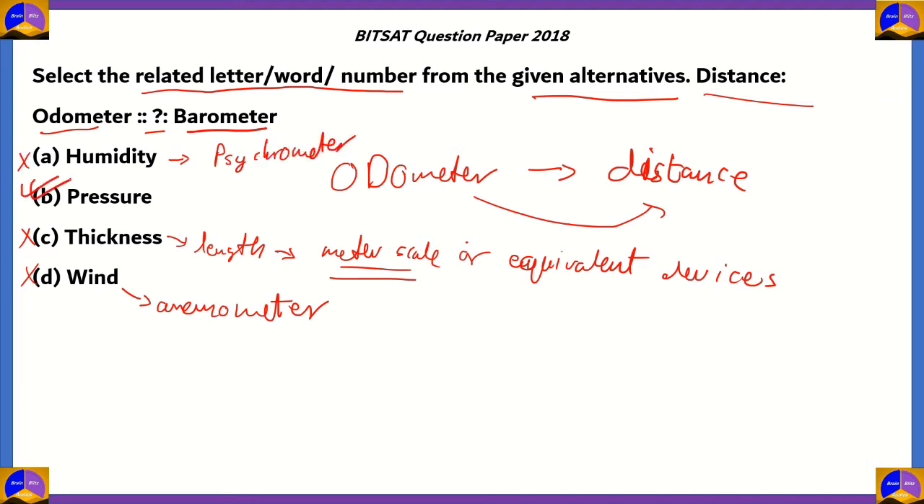The right option is option B, barometer. Barometer is measuring the pressure of the atmosphere. So atmospheric pressure is being measured by the barometer. So distance is to odometer as pressure is to barometer. So therefore option B is the correct option.